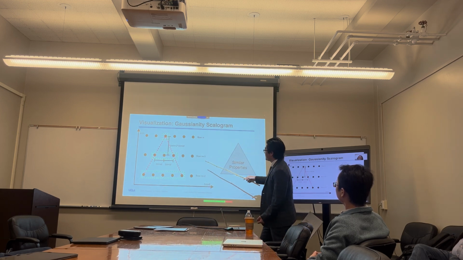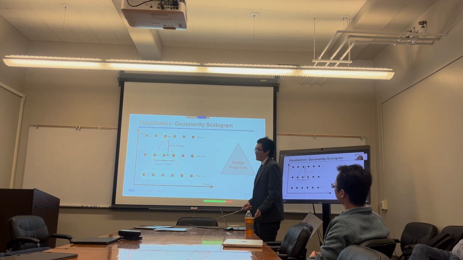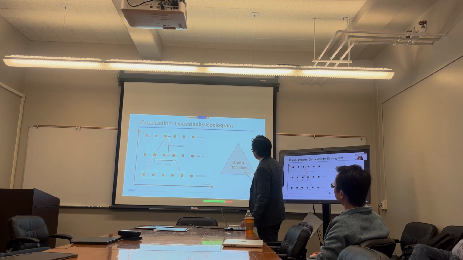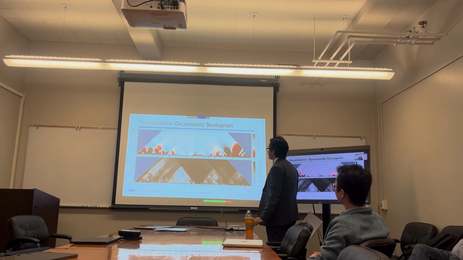So if all of these intervals have similar properties, for example, how Gaussian it is, it will have similar colors for all of these points because they cover the same temporal range. So you expect that if something has similar properties, it will have this pyramid structure.